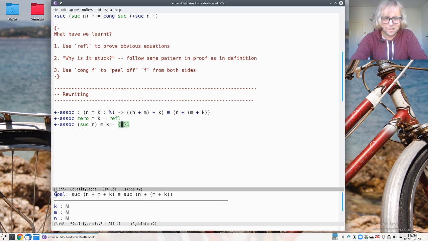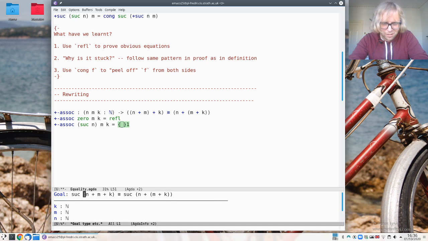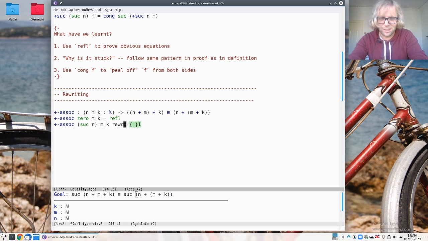And what about this one? Well, this time we could again use a cong to peel off these sucks, but let me show you another way to do it, which is to use the rewrite keyword. So we say rewrite, and then we say something we want to rewrite by. And what would it make sense to rewrite by this time? Well, inside here we have another instance of the thing we're proving, right? It's not so clear because Agda has been kind enough not to write out the brackets when it's nested the right way, but it has written them out this way.